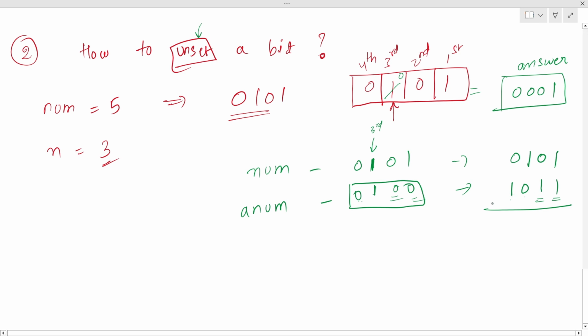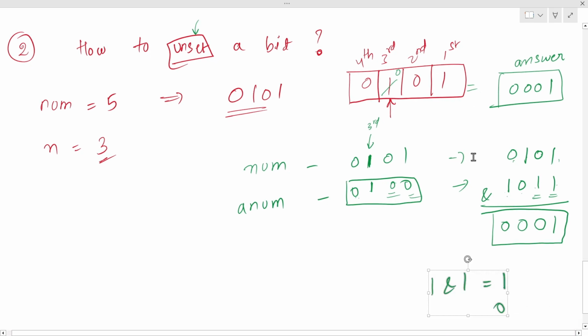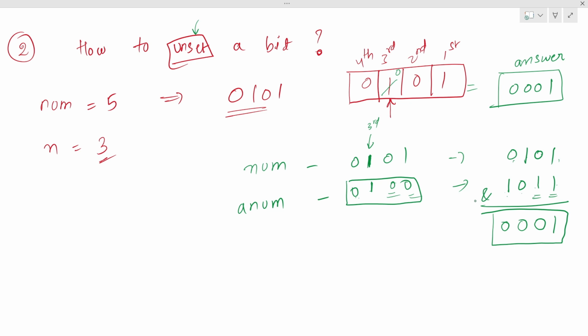Now I'm going to simply apply an AND operation. Let's see whether it will work or not. 0 and 1 is 0. 1 and 0 is 0. 0 and 1 is 0. 1 and 1 is 1. I'm applying AND operation, guys. AND is nothing but if there is 1 and 1, then only it is 1. Otherwise, it is 0 in all the cases. We know this simple thing, like we have seen in the previous bitwise operators videos. I got my answer, guys. So it is as simple as that.